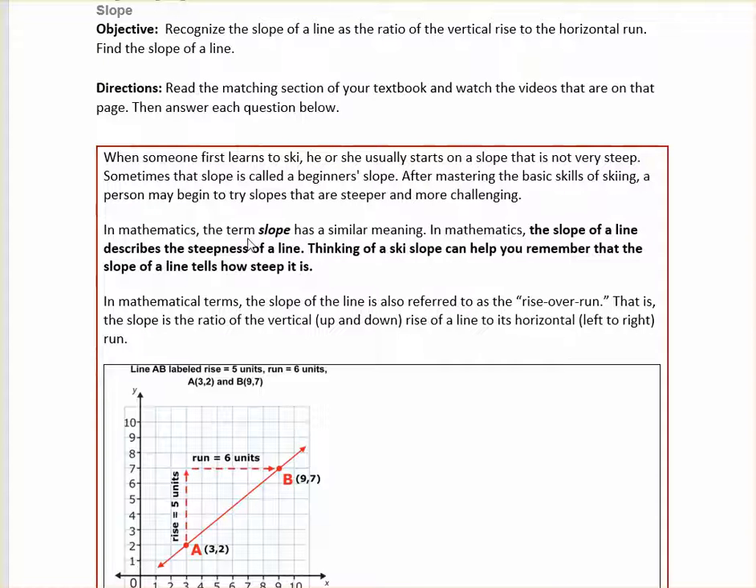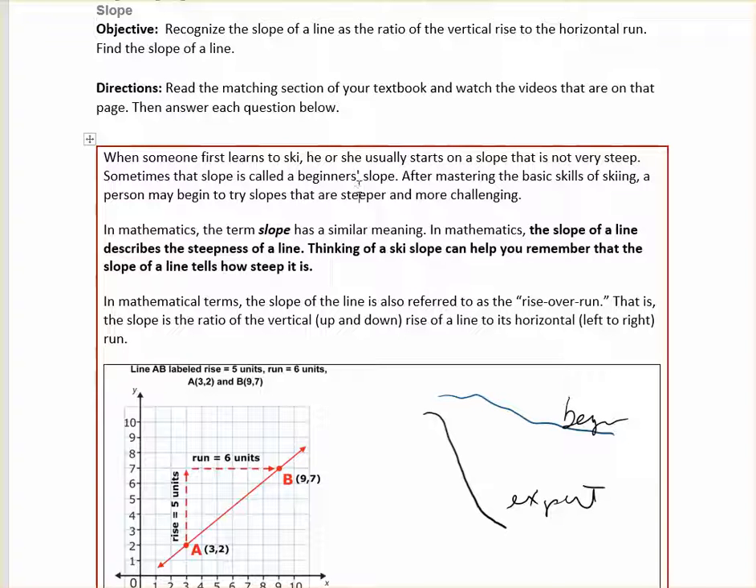All right, so let's think about when someone first learns to ski. They usually start on a slope that is not very steep. Sometimes it's called the beginner's slope, sometimes the bunny slope. It's not steep so that when someone falls, they won't go tumbling all the way to the bottom. After you learn the basic skills of skiing, which I don't know how to do, but a lot of people do, then you can get on a steeper slope. So this might be the beginner's slope, and this might be the expert slope. And the expert slope is much more steep.